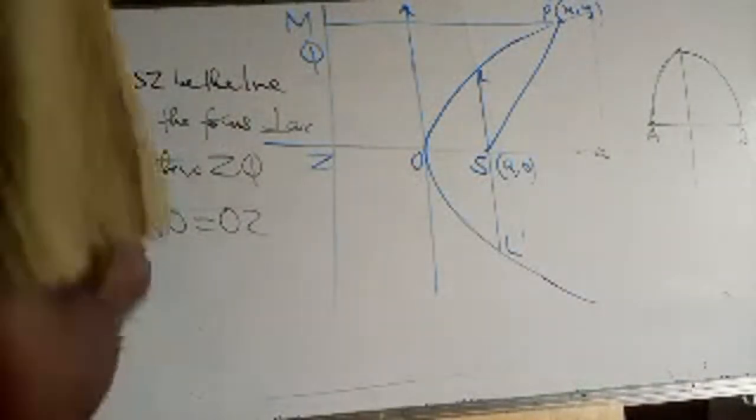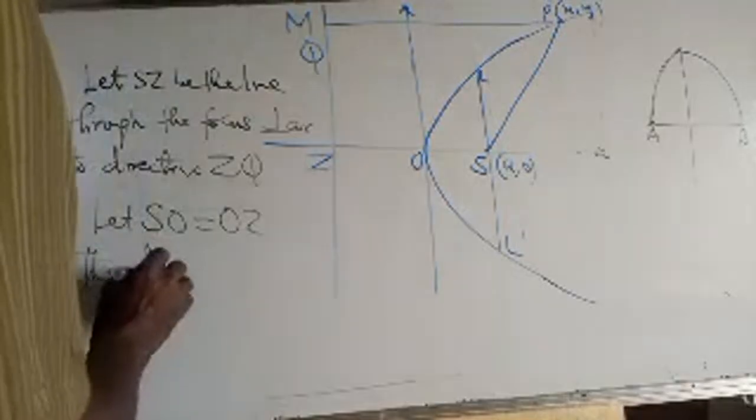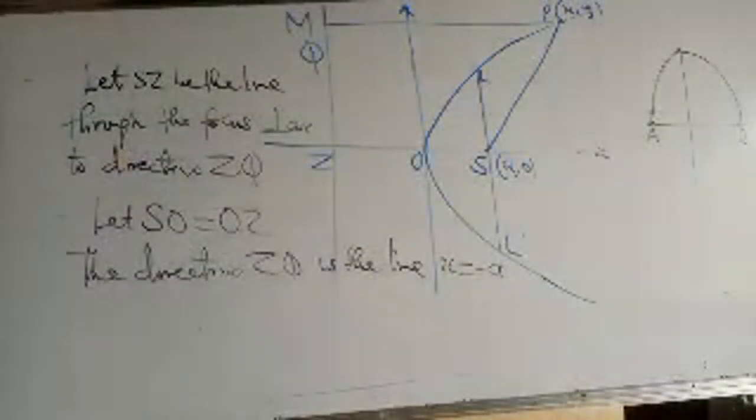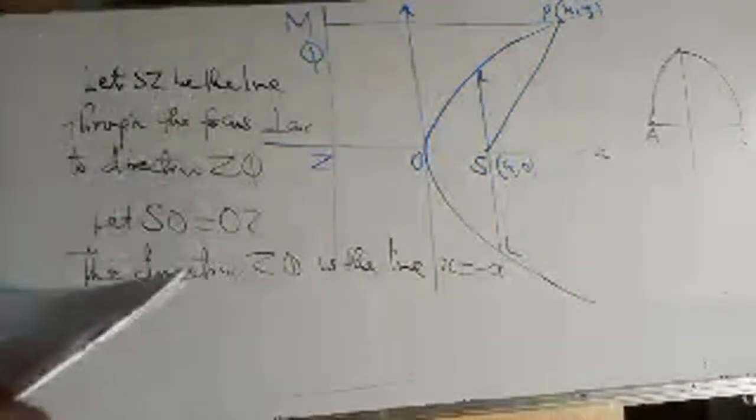So the directrix ZQ is the line x equals minus a. That is our directrix. Now, I don't want to erase the diagram because we are still going to discuss some of the things there.